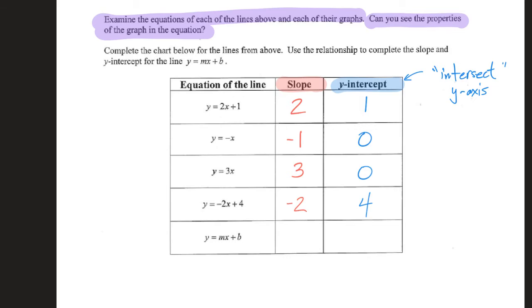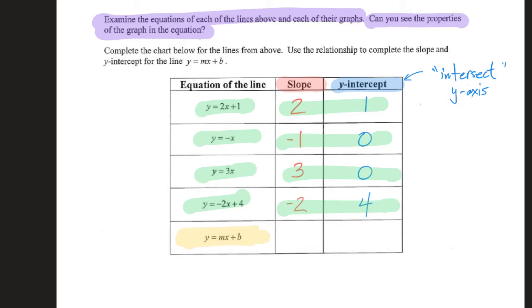Now I'd like us to try to predict what we see in the graph. My equation looks like this. That was the slope and the y-intercept. My equation looks like this. That was the slope and the y-intercept. Looks like this. That was the slope. Looks like this. That was the slope. And so, if my equation looks like this, could you predict your slope and your y-intercept? Okay, I want you to pause it now and try to fill that in.